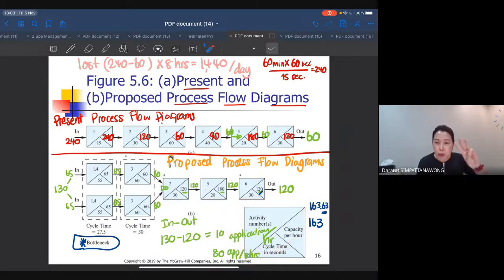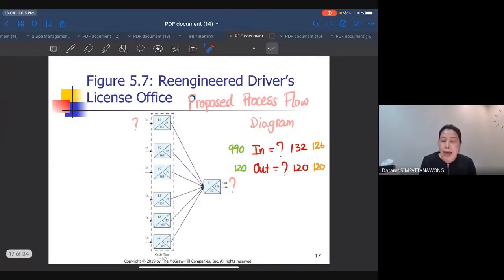Okay, so there are 3 parts that you have to find out. You should identify the activity numbers, then capacity per hour, then cycle time in seconds. If you understand how to calculate these 3 numbers, then you bring it to the diagrams and identify how many applicants, customers, or portions, depending on the question. In this case, it's about customers applying for a driving license in the US.